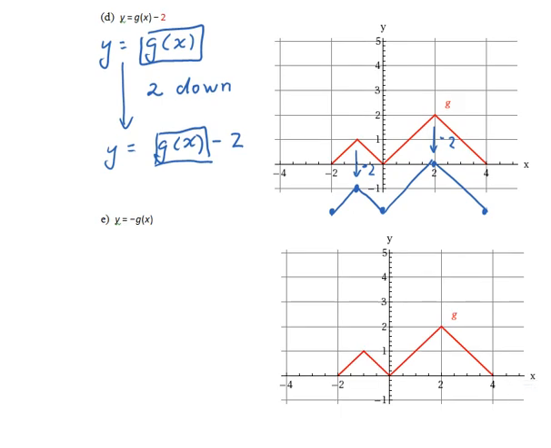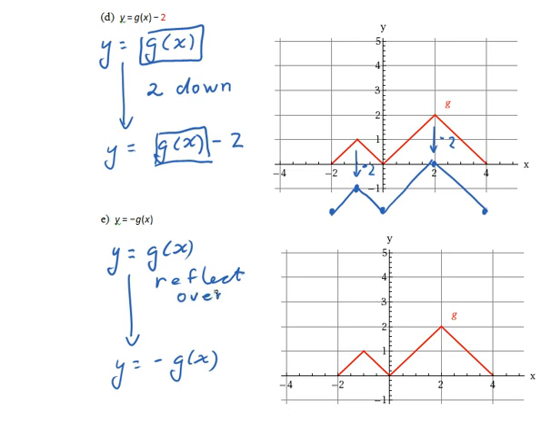Now E, we have y equals g of x going to y equals the opposite of g of x, or negative 1 times g of x. This time each of the y coordinates in the ordered pairs are being replaced by their opposites, and so we are going to be reflecting vertically over the x-axis. The y's are changing.